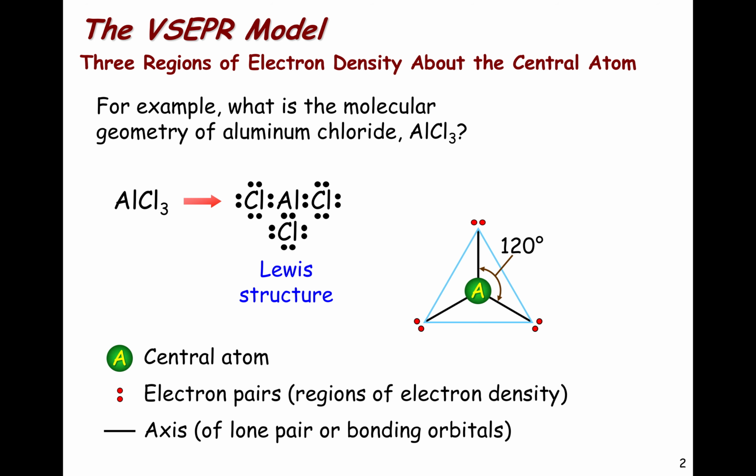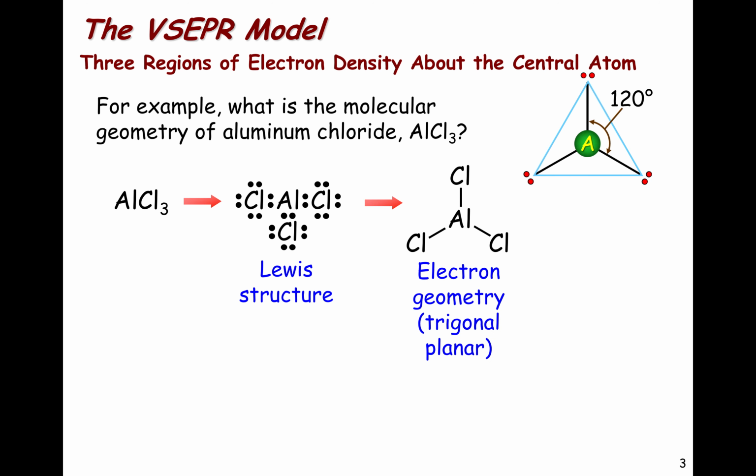And so in this case, we have to determine how many electron pairs there are surrounding that central atom, the aluminum. In this case, the central atom has 3 electron pairs, which then go to the corners of an equilateral triangle and therefore have an angle of 120 degrees between them.